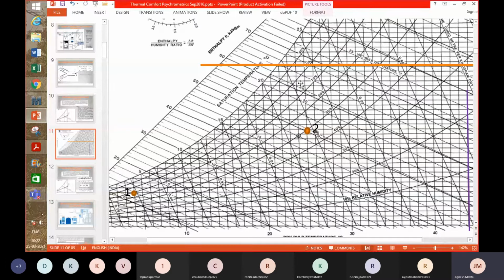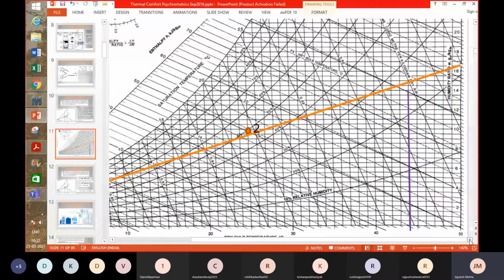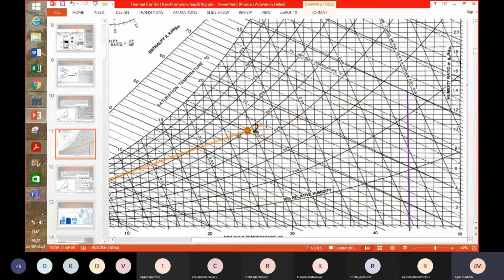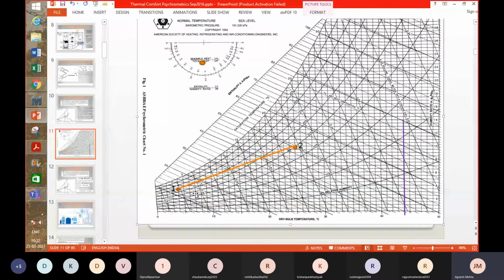Of course, the flow rates are not the same. Now it is seen that after you mix them, the state that is produced is somewhere on the straight line joining these two points. Somewhere on the straight line joining these two points, right? That is what is observed. So your point 3 will be somewhere on the line joining 1 and 2.